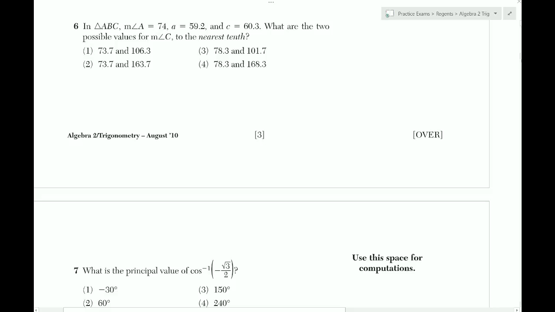In triangle ABC, so let's just sketch up a quick triangle. ABC, we always want to label it in a clockwise fashion. Measure of angle A is 74. Side A, of course, which would be opposite from angle A, side A is equal to 59.2, and side C is equal to 60.3. And they want to know what the two possible values are for the angle C.